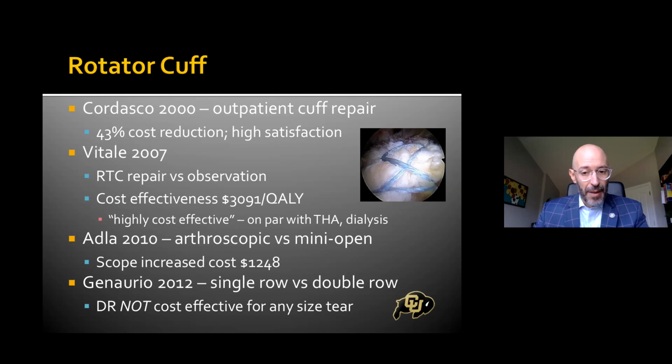What about arthroscopic versus mini open? The scope increased the cost. That's largely, we think, implant related, and similar to our own Jamie Gennaro's study showing single row versus double row, that their analysis showed that double row was not cost effective for any tear size. I would, again, emphasize that this is not a value-based study. This is a cost-based study. So I'm not actually sure that that is indeed a negative outcome.